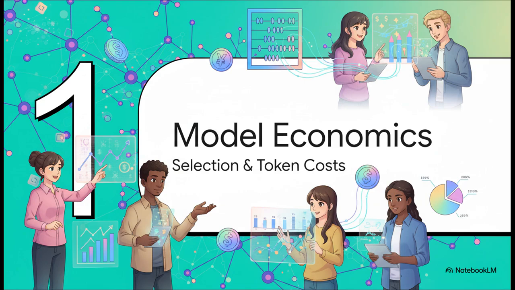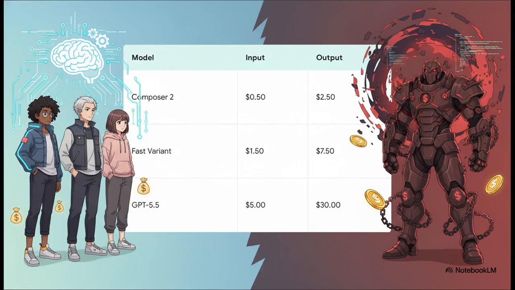All right, kicking things off with Section 1, model selection and token costs. Just take a look at the stark contrast in pricing here. Traditional powerhouse models like GPT 5.5 or Opus 4.7 are going to run you about $5 per million input tokens and a staggering $30 per million for output. But Composer 2 scores right on par with those leading models on coding benchmarks, yet it costs just 50 cents for input and $2.50 for output. And even if you opt for the Composer 2 Fast variant, you're still only paying $1.50 for input. This wild price difference is exactly the key that unlocks your ability to have parallel agents running constantly in the background.